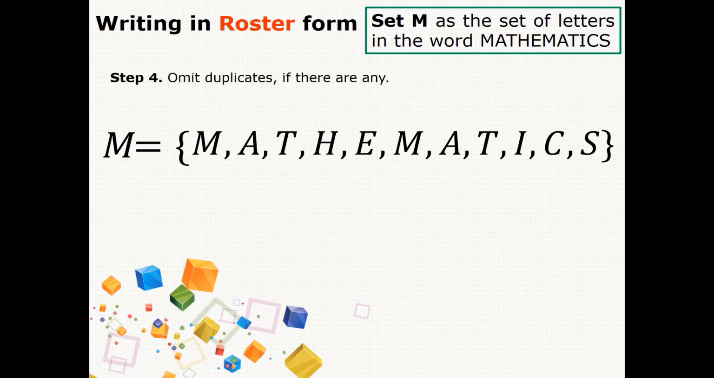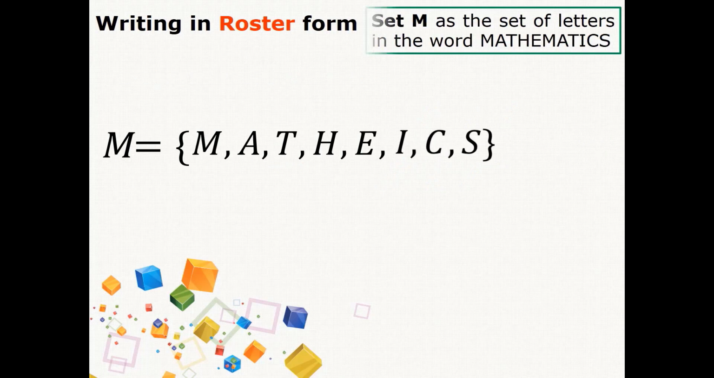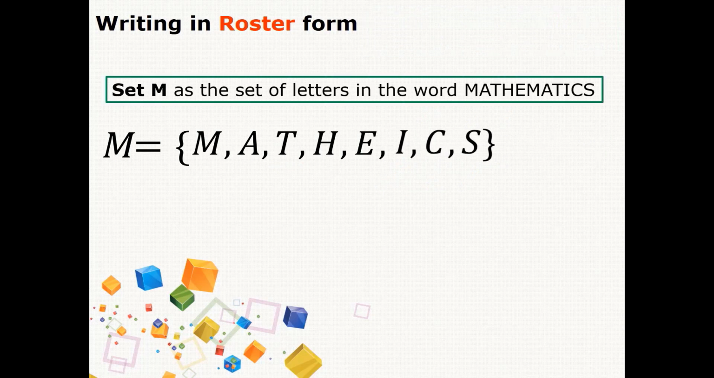Next step is to omit duplicates because we don't need duplications in sets. So we omit M, another A, and another T. Therefore, the roster form of set M is this set.